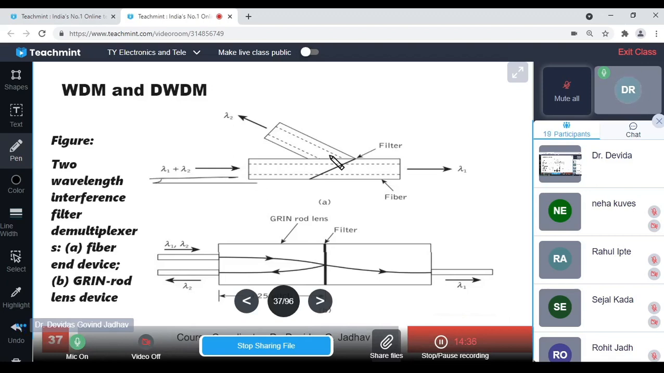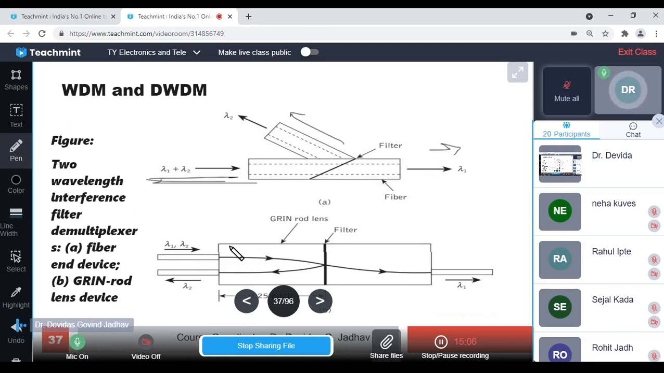So multiple wavelengths, lambda 1 and lambda 2, can be separated out from a mixture of lambda 1 plus lambda 2 with the help of a filter, maybe a dichroic mirror and semi-transparent mirror, etc. Dichroic mirrors reflect one color, one wavelength, and pass through, transmit, the other wavelength. So those wavelengths can be separated.